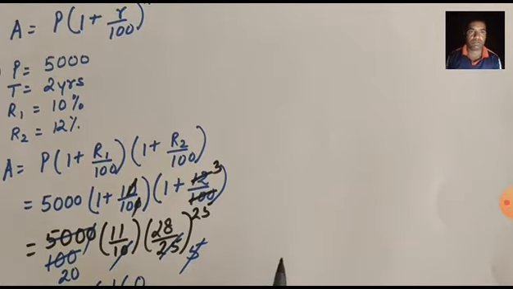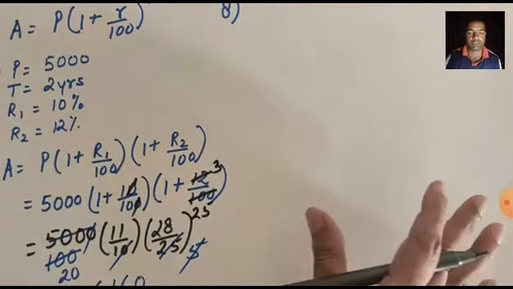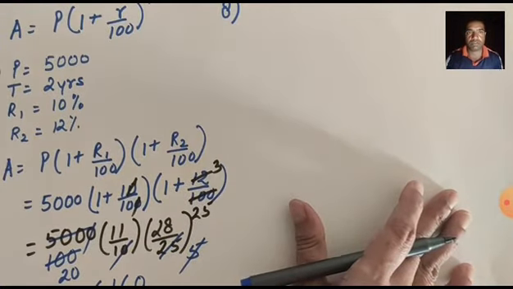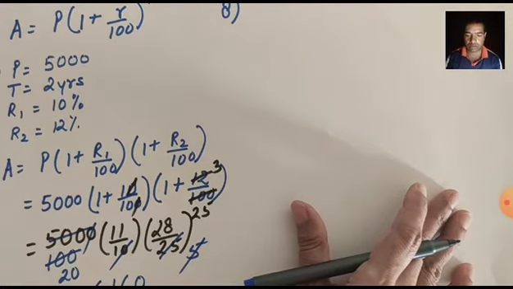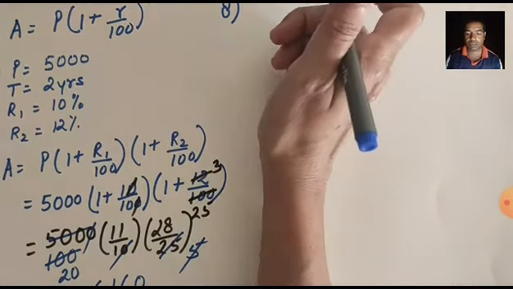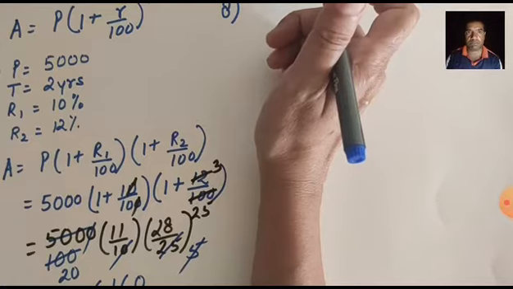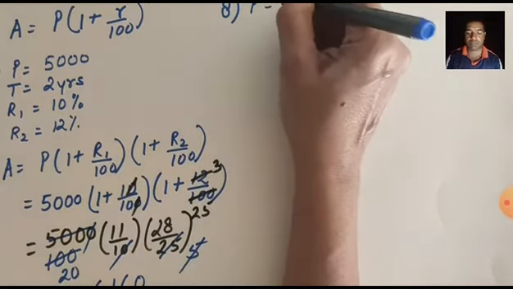Now the next question we will see, question number 8. You try to solve the remaining questions. If not possible, I will give you the answers. In the 8th question, you can read the question where I have posted. Take borrowed rupees 40,000 for 3 years at 10% per annum, compound interest. We have to calculate the interest paid by her for the second year.